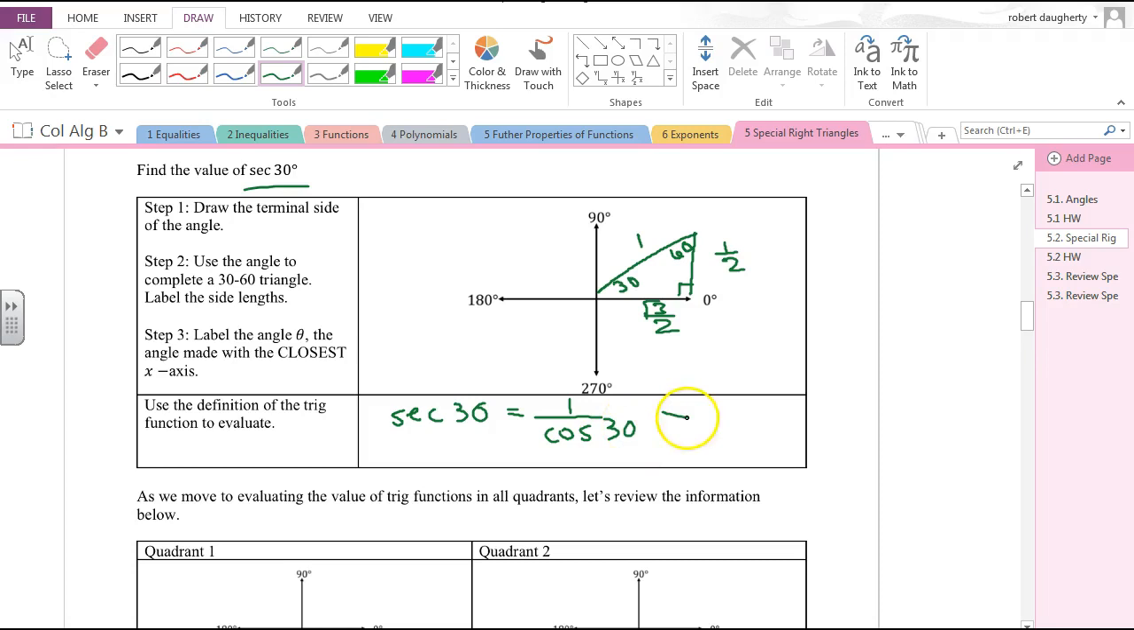Okay? So, the other way of doing it: if the cosine is adjacent over hypotenuse, what's the secant? It's hypotenuse over adjacent. Okay? So if you look at this triangle, what is hypotenuse over adjacent? 1 divided by what? Okay, what's adjacent to 30 degrees? Square root of 3 over 2. So 1 over the square root of 3 over 2.